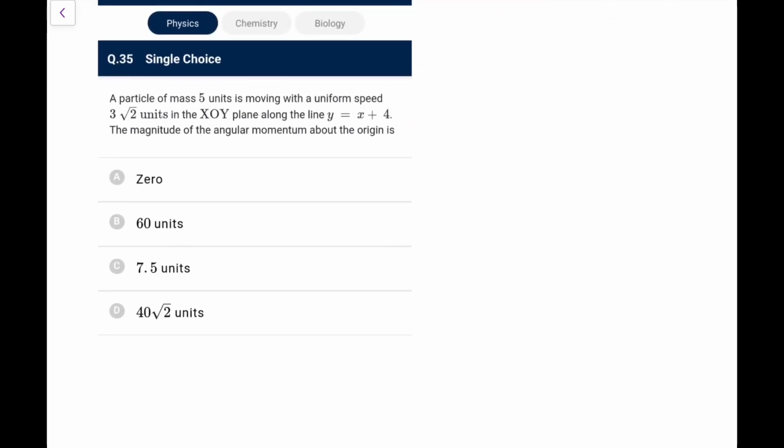Next, a particle of mass 5 units is moving with uniform speed in the XOY plane along the line given. The magnitude of the angular momentum will remain the same because speed is the same and it is moving along the line. What is the line? y is equal to x plus 4. So if x is 0, y is 4. If y is 0, x is minus 4. The line would be like this.